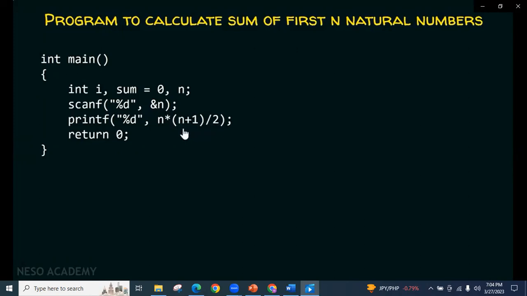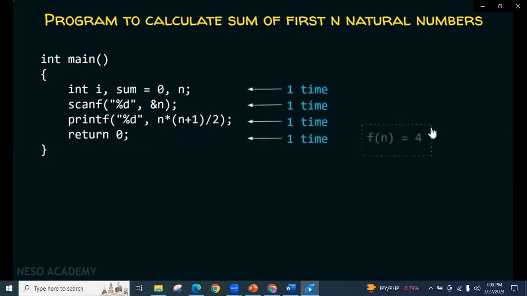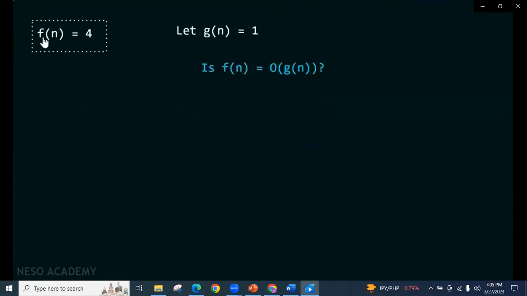There is no involvement of loop in this code, which is actually responsible for giving the linear growth. Here, all these statements execute one time. So total Fn is equals to 4. It's a constant number. There is no n in this case. Now as we know Fn is equals to 4, let's take Gn equals to 1. I thought of that this must be a constant.